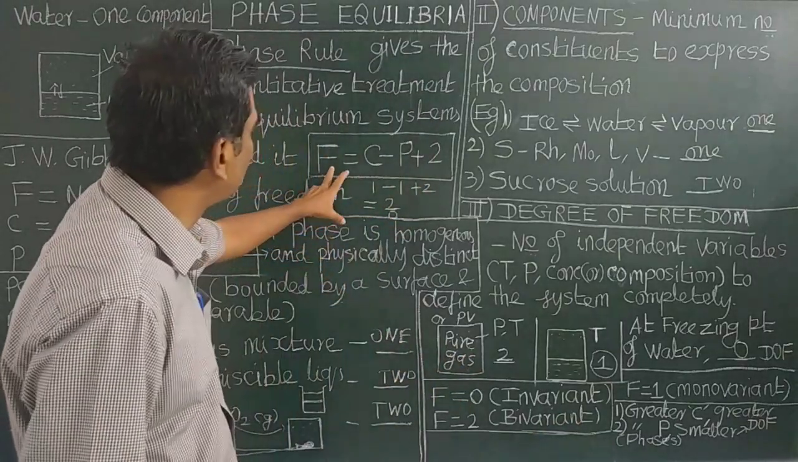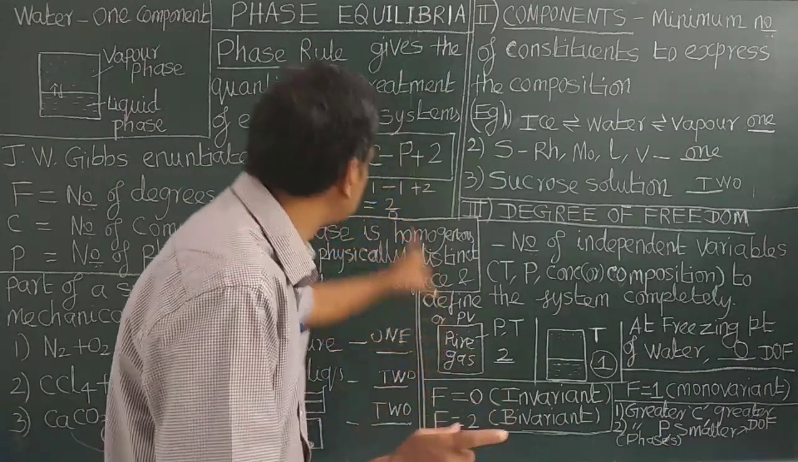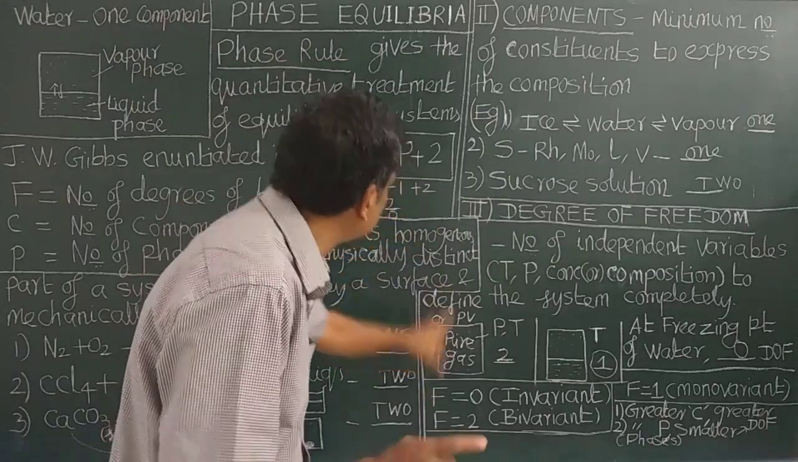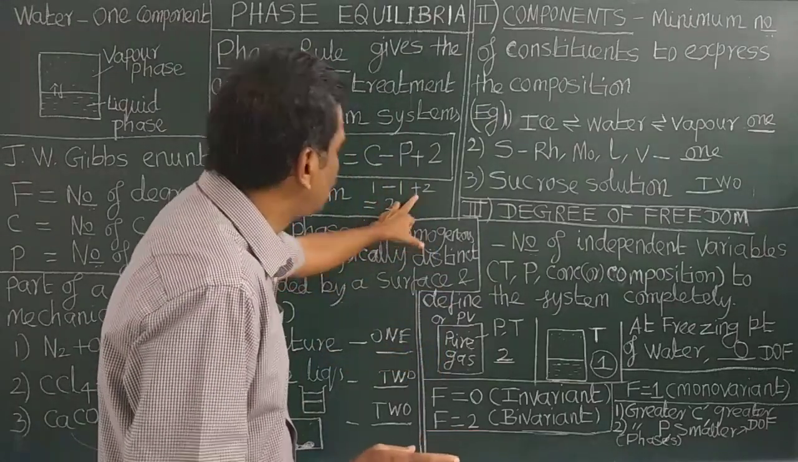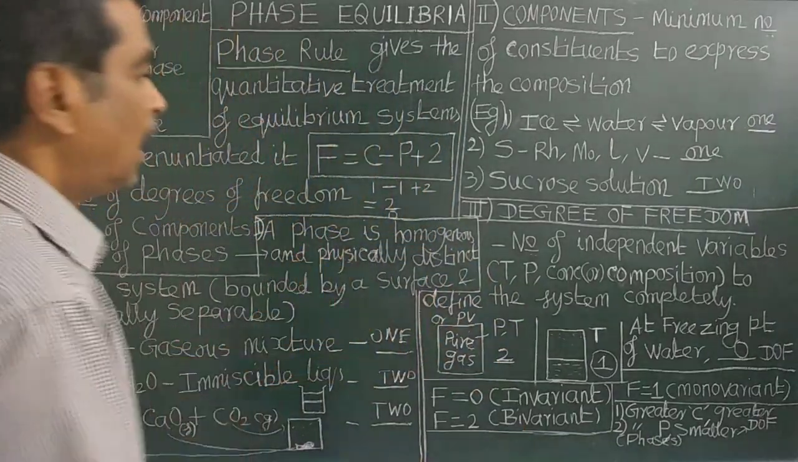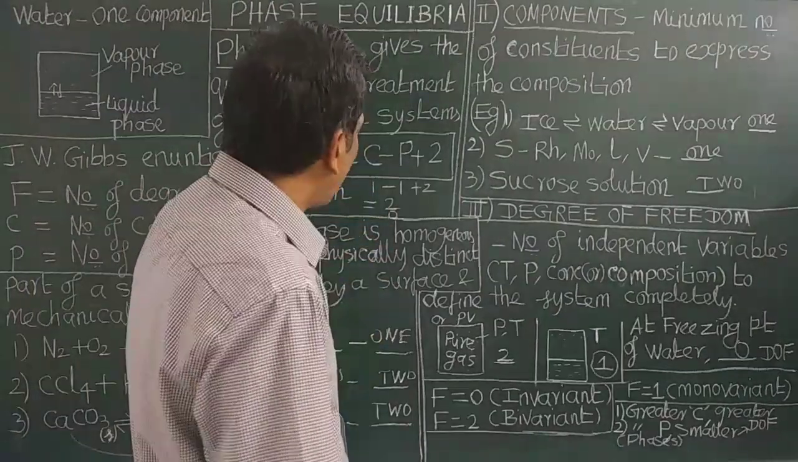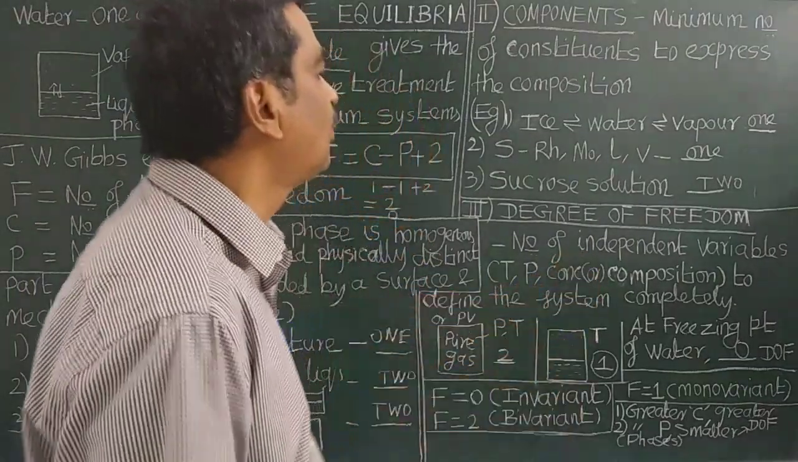You can also use this formula. For example, number of components, pure gas, 1. Number of phases, 1. Therefore, F = 1 - 1 + 2 = 2. Therefore the degree of freedom is 2. You can use either your knowledge or the formula to calculate the degrees of freedom.